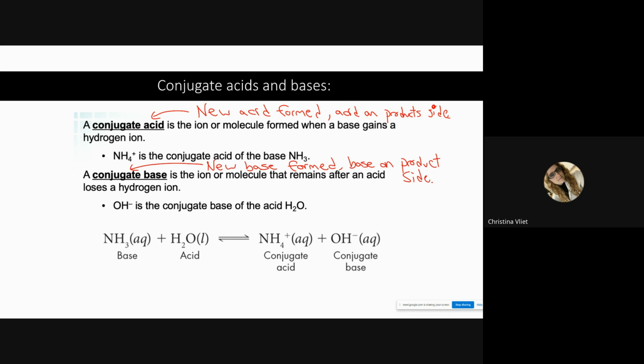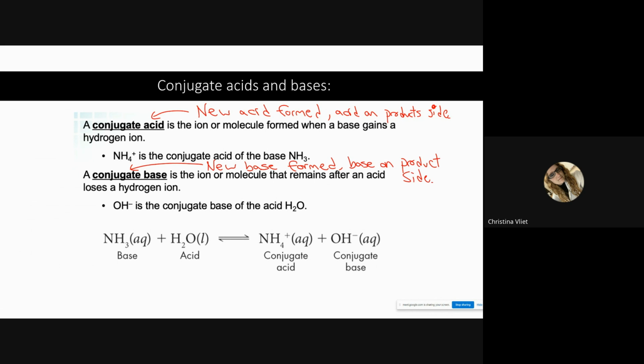All right, so the new base form is the base on the product side. The keyword for that is conjugate. So on each side of the chemical reaction, there'll be one acid and one base. The acid and the base on the reactant side are just called acid and base. The acid and the base on the product side are called your conjugate acid and your conjugate base.